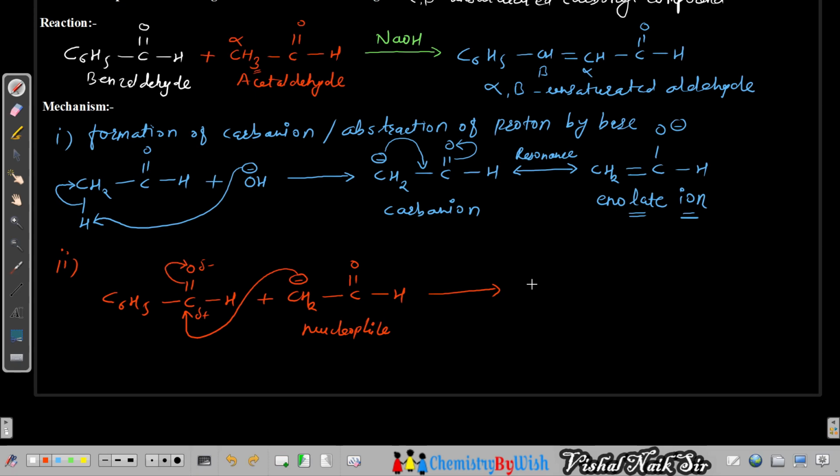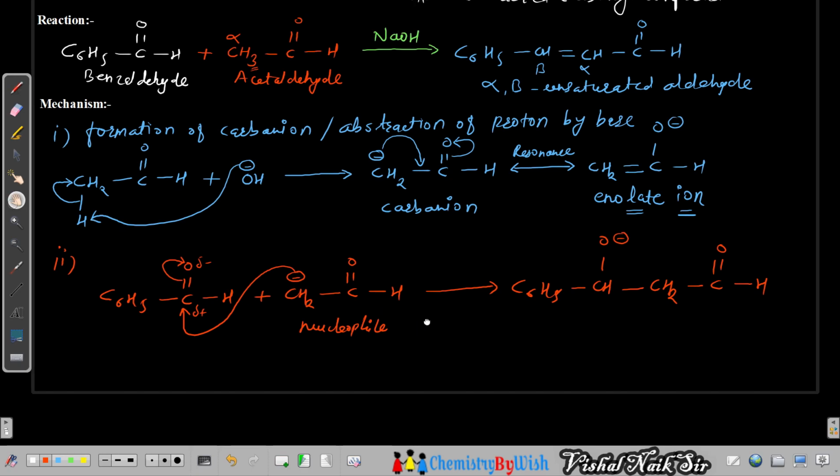So we get a product like C6H5 CH which has an O minus ion, and this C and this C directly attach and form a bond, that is CH2 C double bond O and H. So this is the second step.